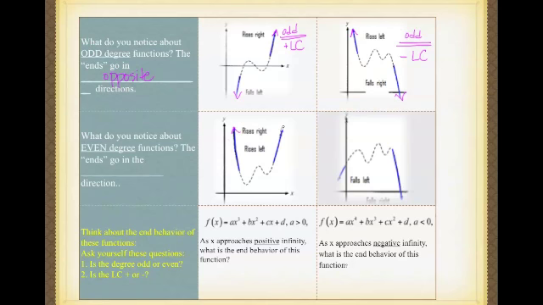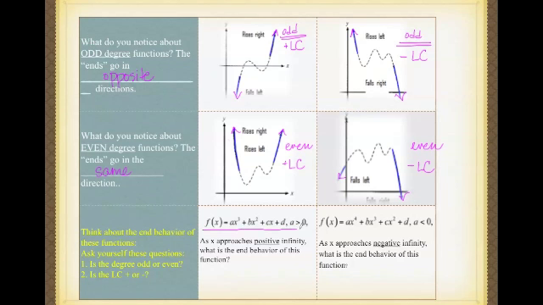What do you notice about even degree functions? That the ends go in the same direction. For this one, I know it's even. I know both of these are even degrees. So that means the highest power is an even number. And for this one, because it's up, up, I know it has a positive lead coefficient. I know this one has a negative lead coefficient because it's reflected.